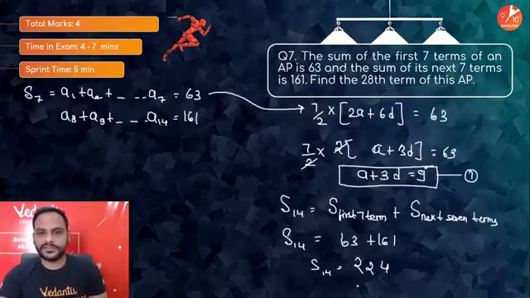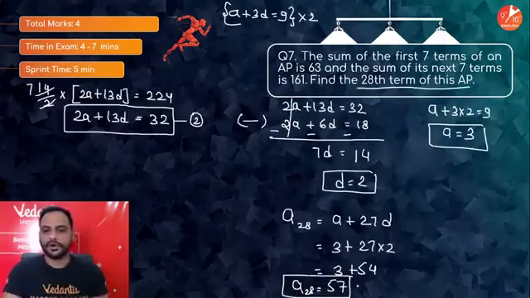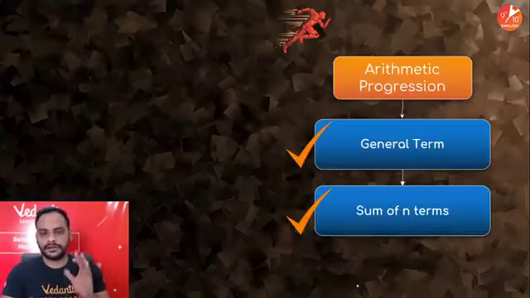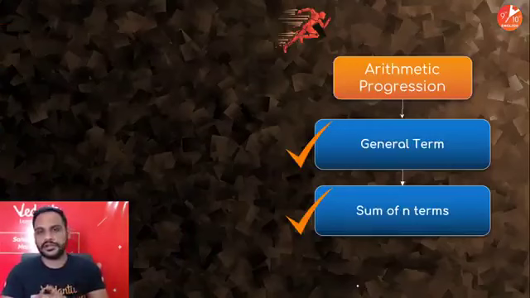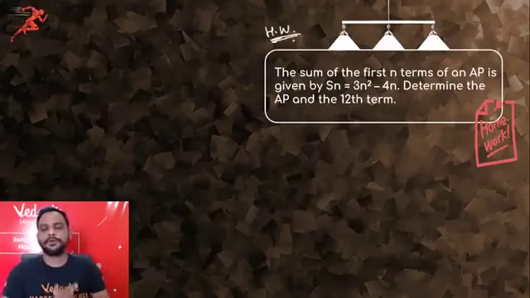Whatever the question is telling me, I started making equations, and most of the times I have to focus on getting the first term and the common difference, and you will be able to get your answer. Alright beta, these are the questions which are important in this part. Now this is one very important question that I am giving you for your homework. Do let me know what will be your answer in the comment section below.